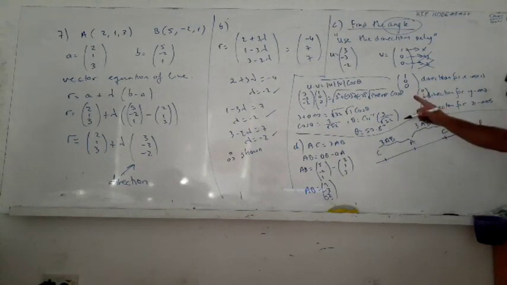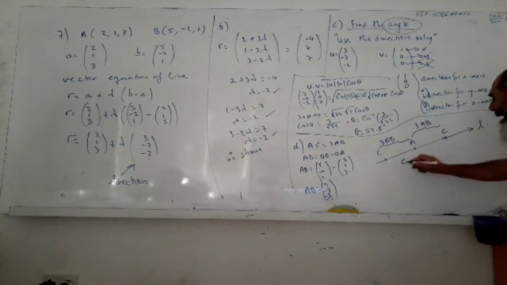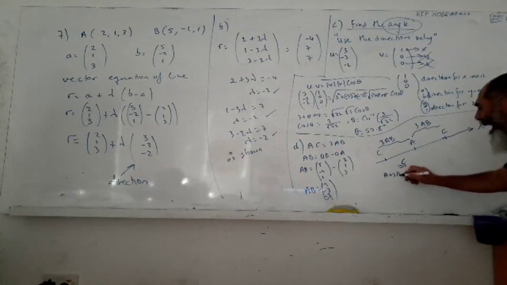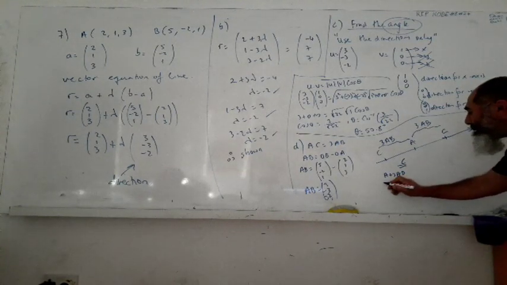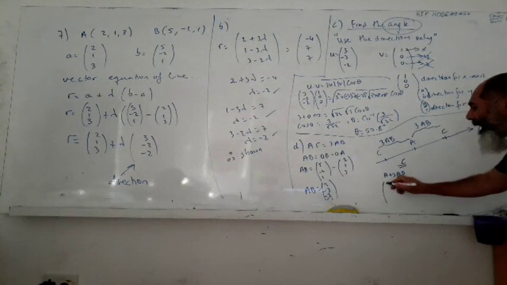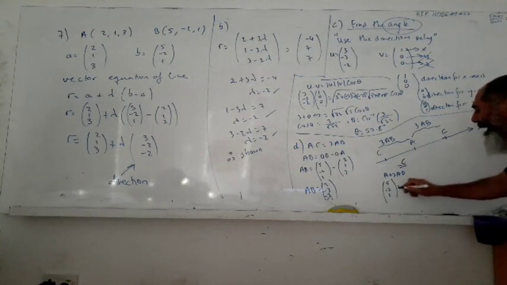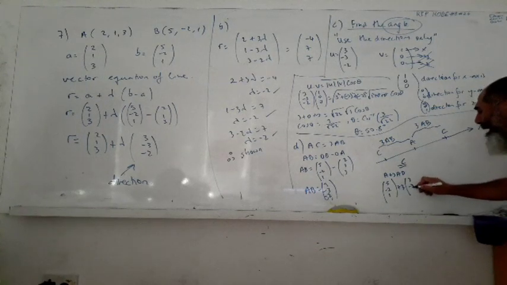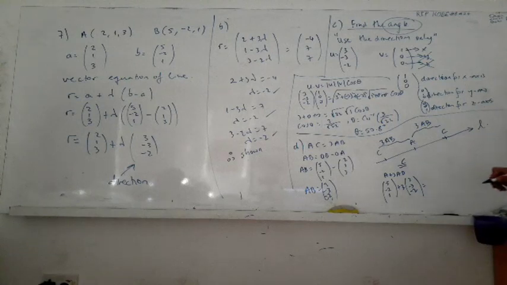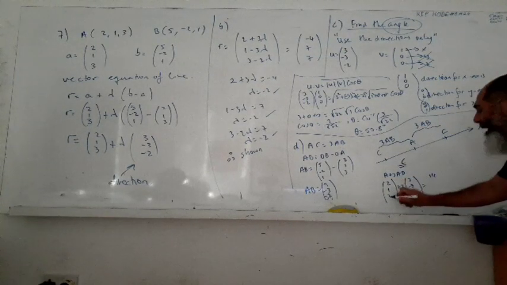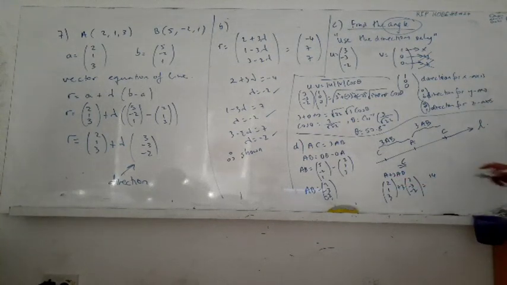So C is going to be either A plus 3AB, that is 5 minus 2, 1 plus 3 times 3, 0, minus 2, and this is equal to 14. So, sorry, coordinates of A are 2, 1, and 3. Sorry about that. So this is going to be 11, 1, minus 3.